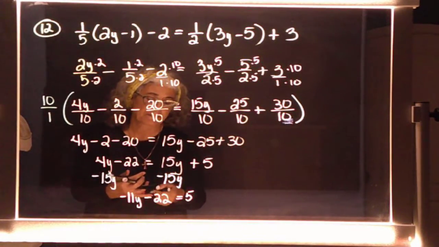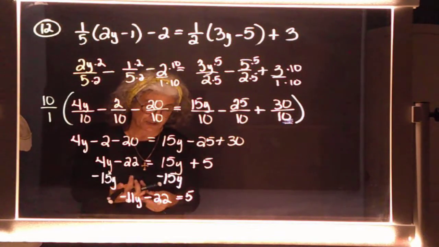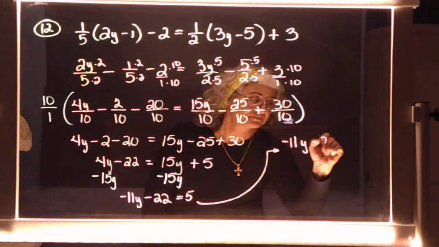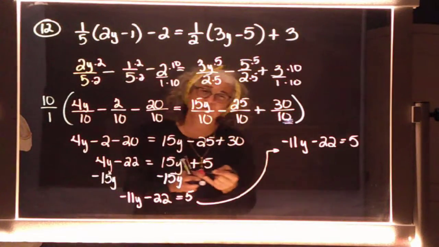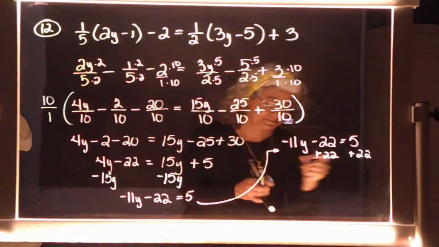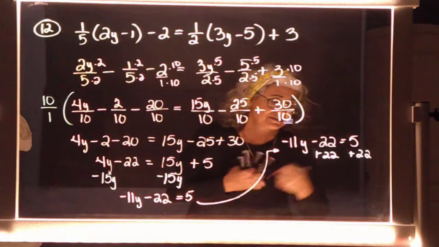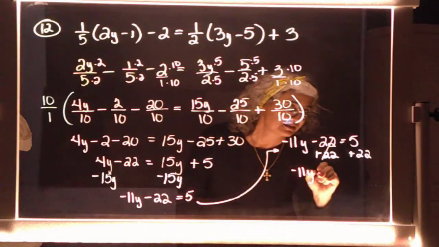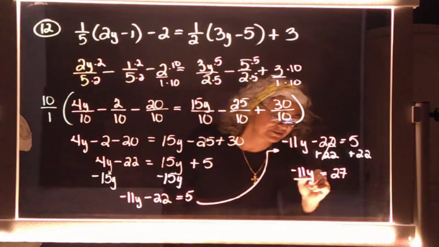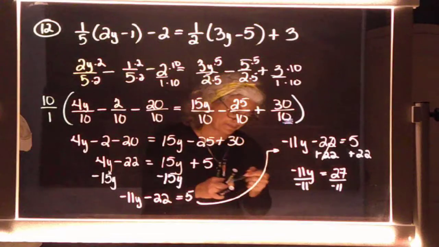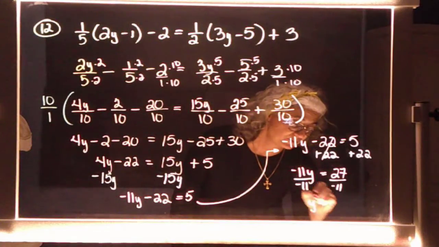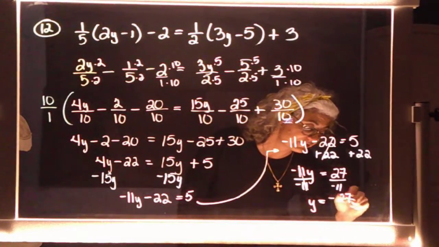Then what are you going to do? Good, you're going to add 5 to both sides. So I'm going to put this over here because I ran out of board space there. What did we say we were going to do? Yeah, we said we were going to add the 22 to both sides, which will give us a negative 11y equaling 27. And then finally, yep, divide by a negative 11 on both sides. Well, answer is a fraction, so be it. I end up with y equaling negative 27 over 11.